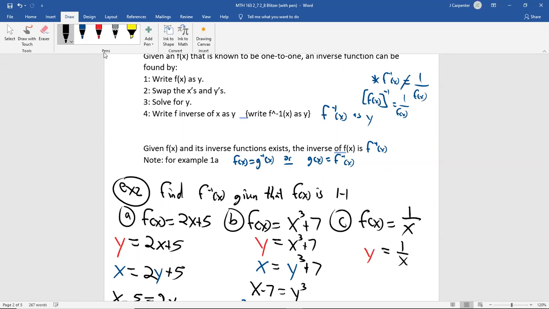Second step, swap the x's and the y's. So any y becomes an x, and then any x becomes a y. So that's in the bottom. X equals 1 over y. Third step, solve for y.